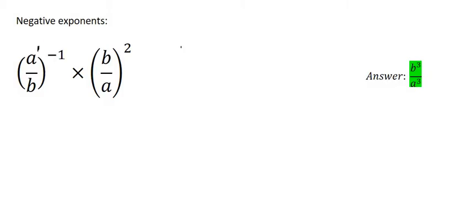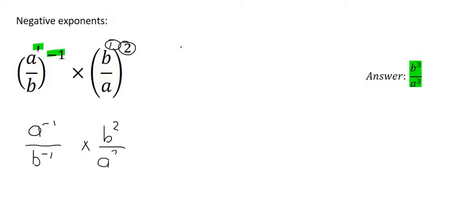We're going to multiply these two parts together, and that's going to give us a to the power of negative 1. The b at the bottom is also going to be b to the power of negative 1. Now moving on to this part over here, this b has an exponent of 1, so we're going to multiply these two, and that's going to give us b to the power of 2 and a to the power of 2.